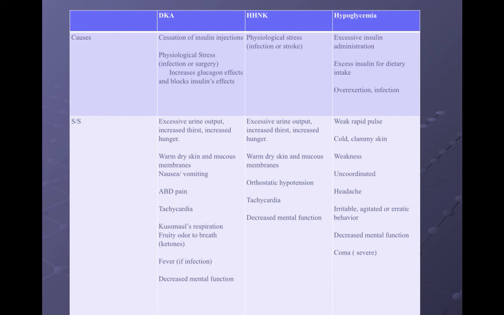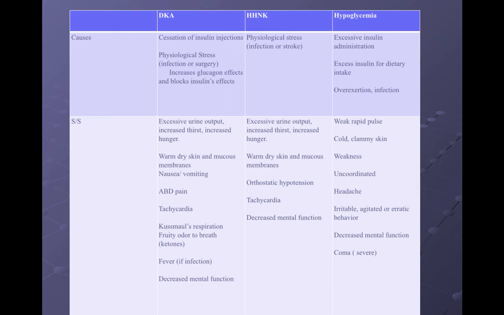And in the hypoglycemic patient, they may start off breathing a little bit more quickly, more of a rapid breathing, but then slowly become a little bit slower in their breathing pattern. All three are going to have decreased mental function, and all three can lead to a coma and death.